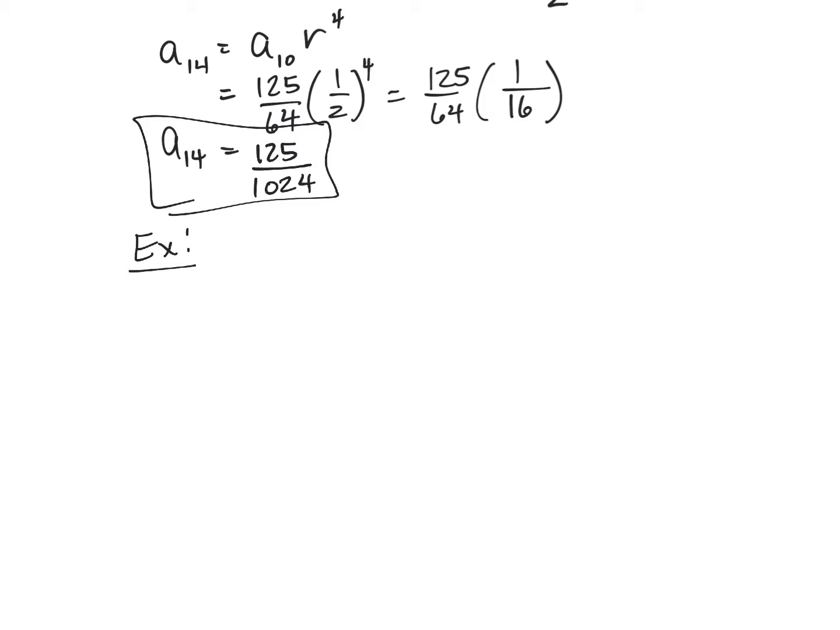Why don't you guys try this one? A sub 2 is 6. A sub 5 is 81 over 4. I want to know A sub 8. Can you figure it out?